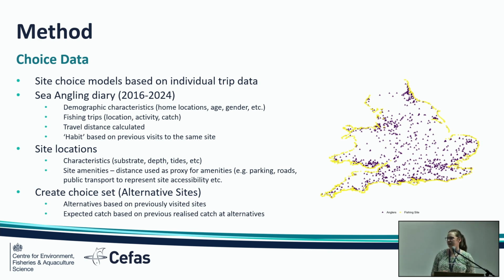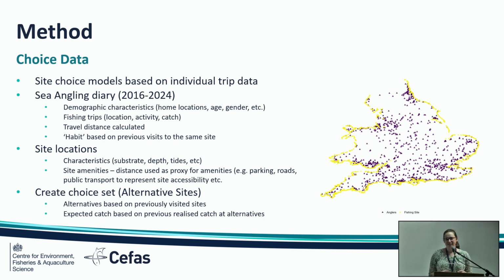And then from their site locations, we're able to get a range of characteristics. So we've got things about the substrate, depth, tide, weather, and then a range of amenities that are available at the site. We used distance as a proxy for that: distance to parking and roads for accessibility, and to cafes and restaurants for things available at the site.